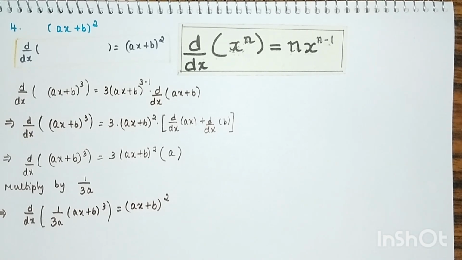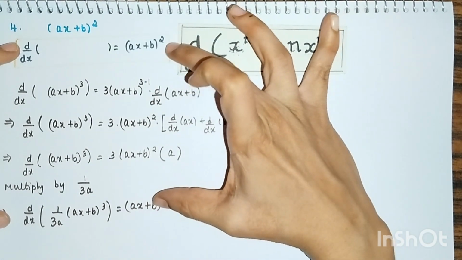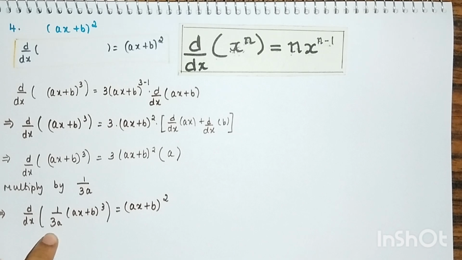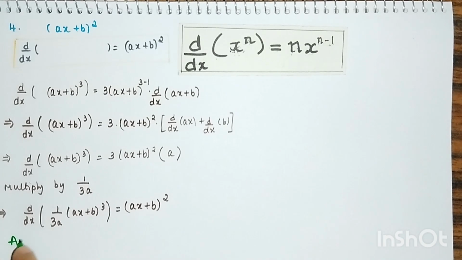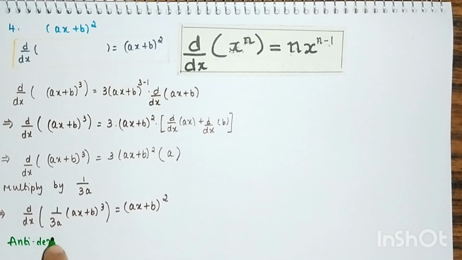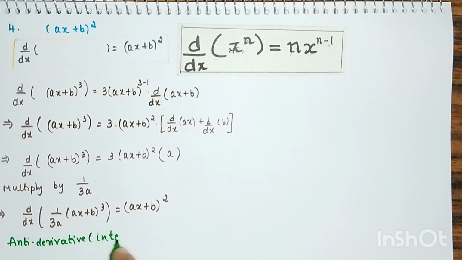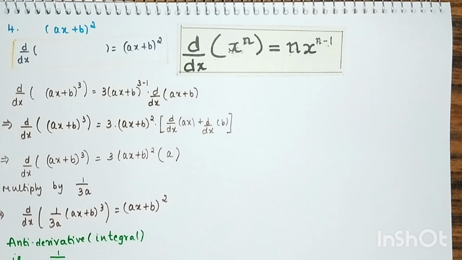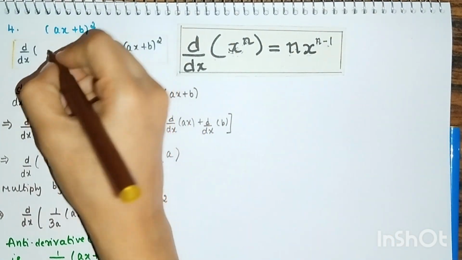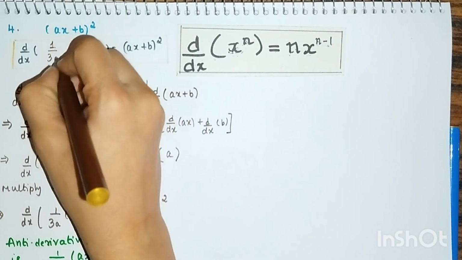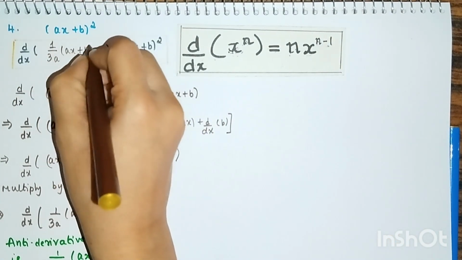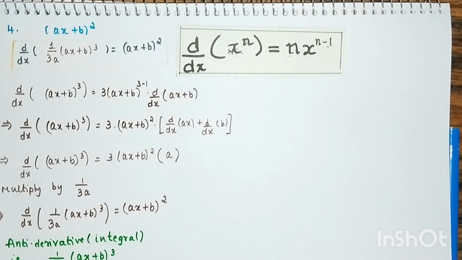So what is the antiderivative? Let us compare these two. The antiderivative, or the integral, is 1 by 3a into ax plus b the whole cube. Let us write down here 1 by 3a into ax plus b the whole cube.